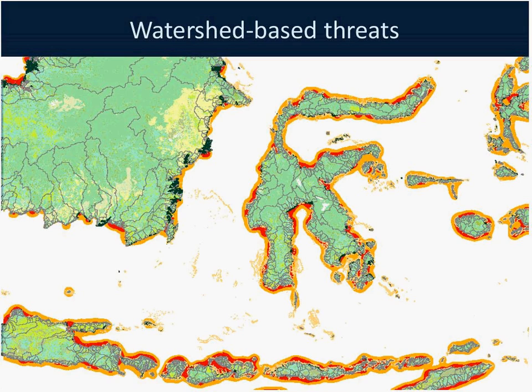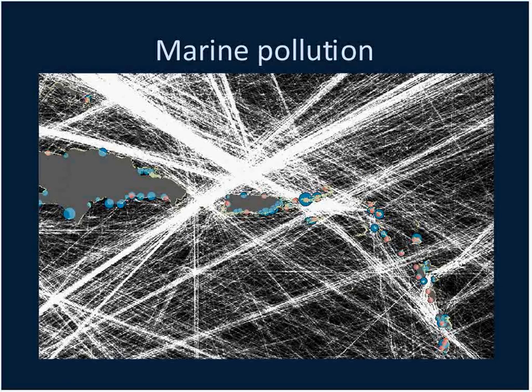Watershed-based threats. We go more quickly through the others. Marine pollution was another of our threats, and here we've got a map showing the shipping lanes, the movements of ships. The circles are the major ports, and the size of the circle shows the volume of traffic going in and out of those ports, and the red circles are the cruise ship ports. All of those are major sources of marine pollution, including sewage being dumped off ships, solid waste, and so on.